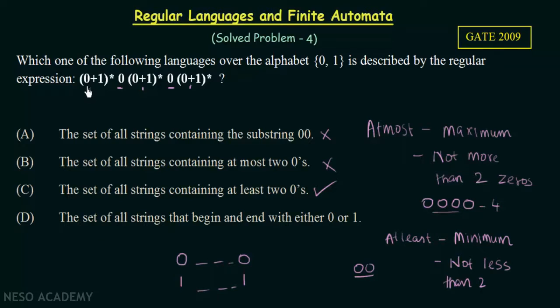Here let's say that it begins with 0 or 1. So we can get 0 over here. But in the ending, also you can have either 0 or 1. So it can also end with 1. So it is not true.